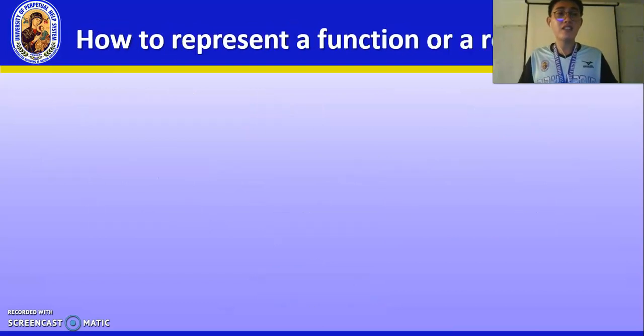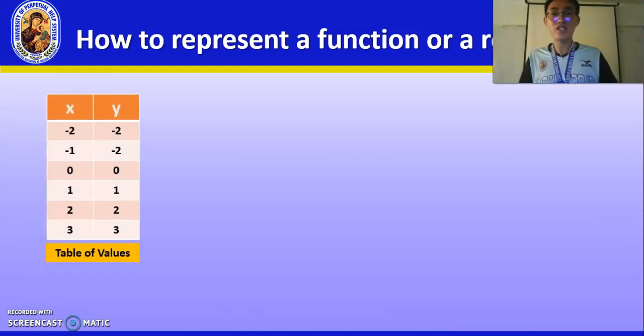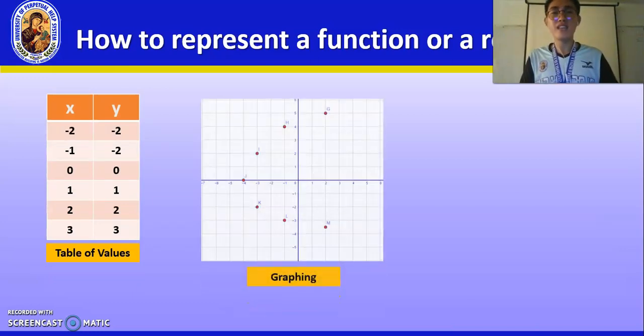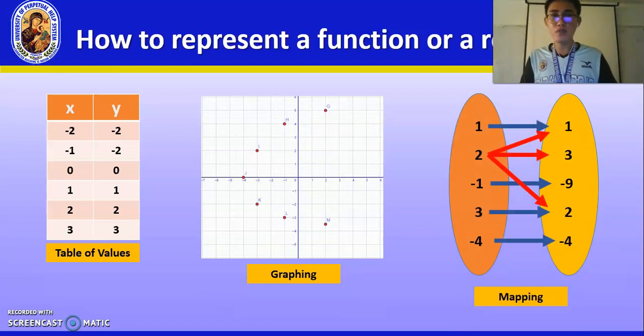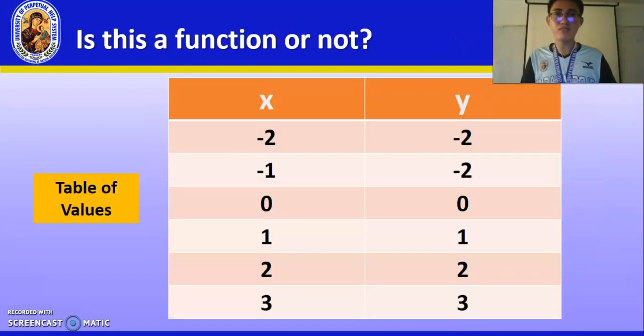By this time, let us discuss first the representation of functions or relations. We have three representations of functions or relations here. Let's start with the table of values and the graphing. After that, mapping. Let's go to the first, the table of values. There is a question here. Is this a function or not? That's a question we should answer.